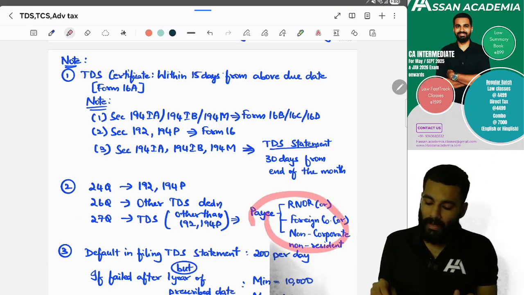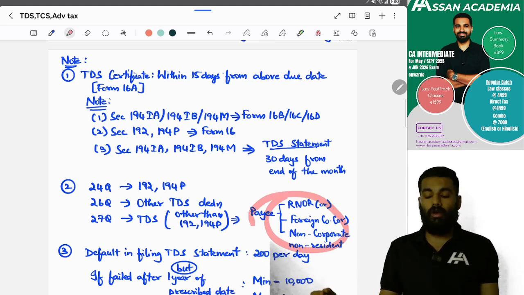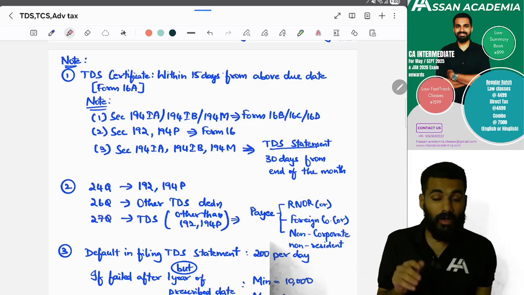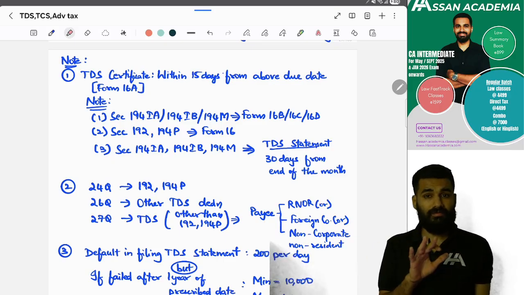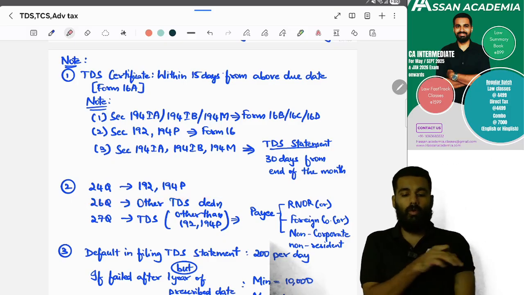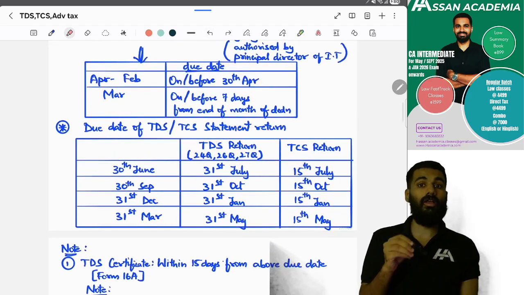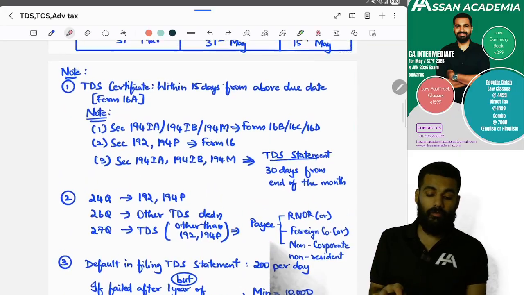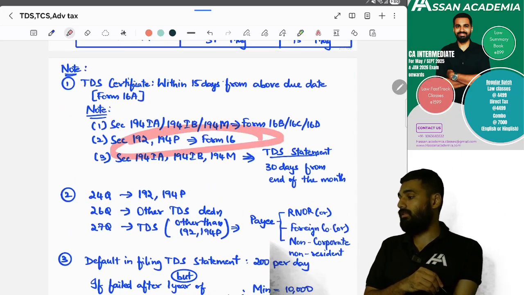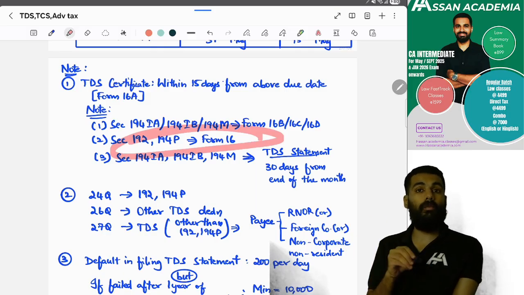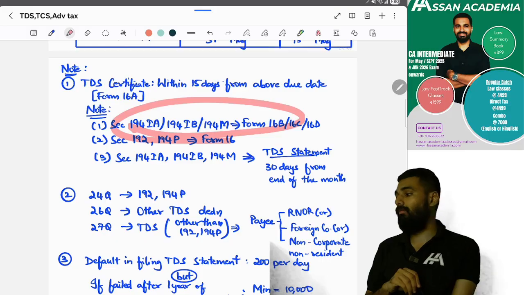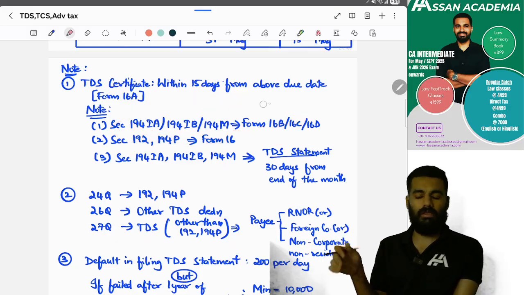If the payee is a resident and ordinary resident, foreign company or non-corporate non-resident, then it will be 27Q. And if it is not salary, then it will be 26Q. In this form only, you will file the TDS return. And the government will give you a certificate called Form 16A. But if you are a salaried or pension person, then as per 192 or 194P, Form 16 will be given. But in case of 194IA, 194IB and 194M, it is Form 16B, 16C and 16D.